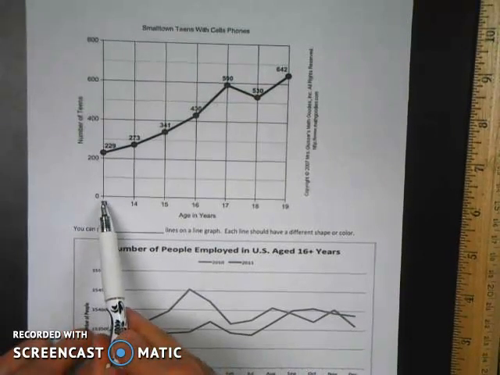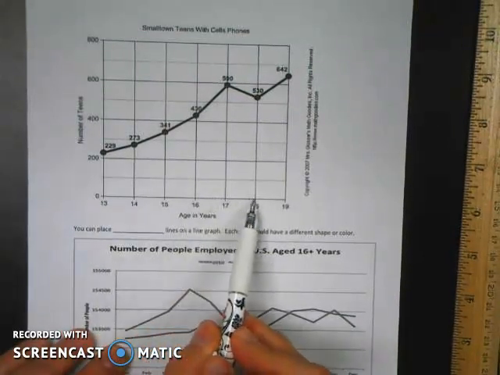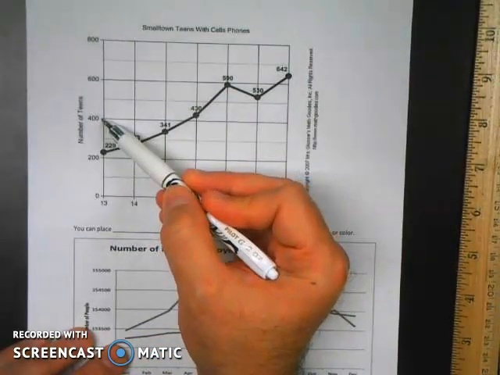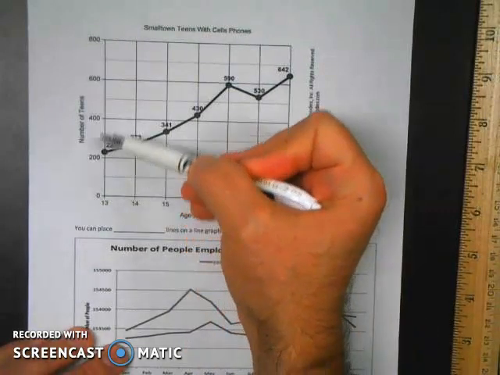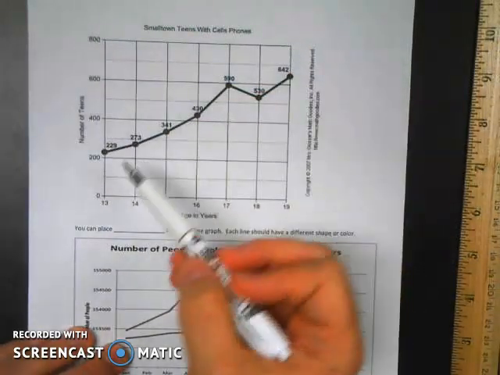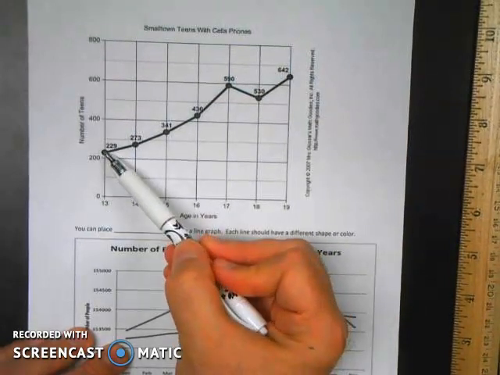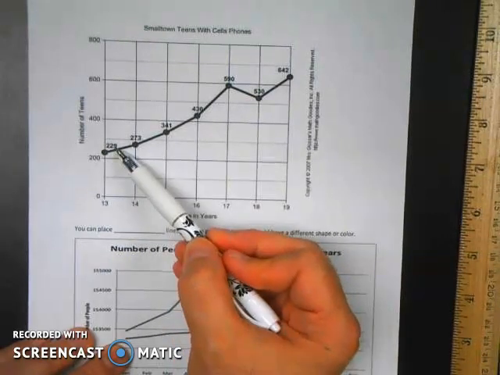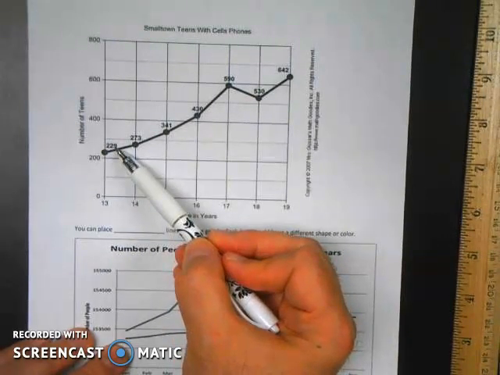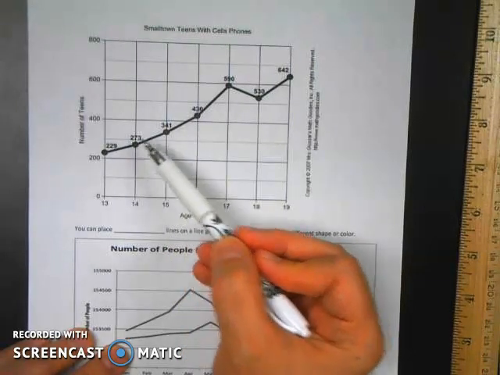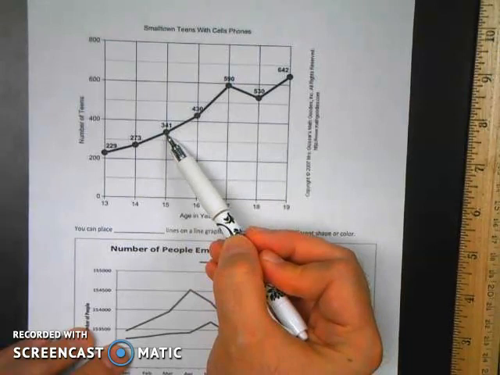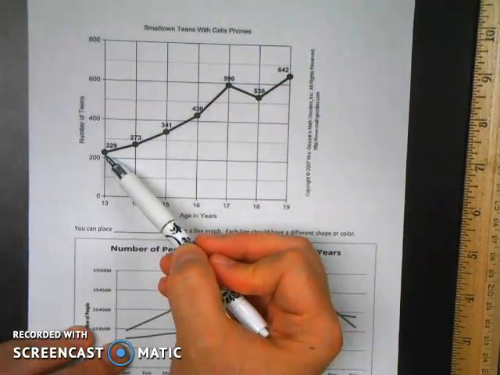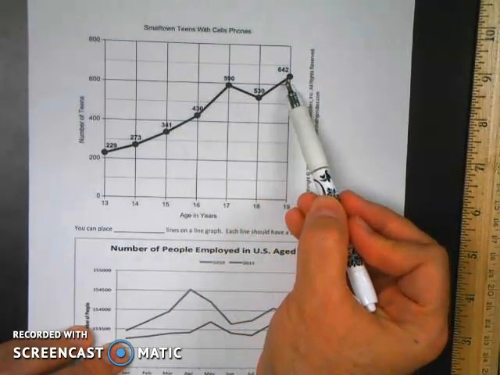So you can see that their interval is 1 year on the x-axis, and the interval looks like 100 cell phones for each line on the y-axis, but they only wrote 200, 400, 600, 800. Now, at 13, there was 229, so they put a dot there. So each one of these, 13 and 229, is our ordered pair. 14 and 273, 15 and 341. They wrote the numbers here because we don't have a lot of lines in here to be able to interpret that. And then they connected the dots.